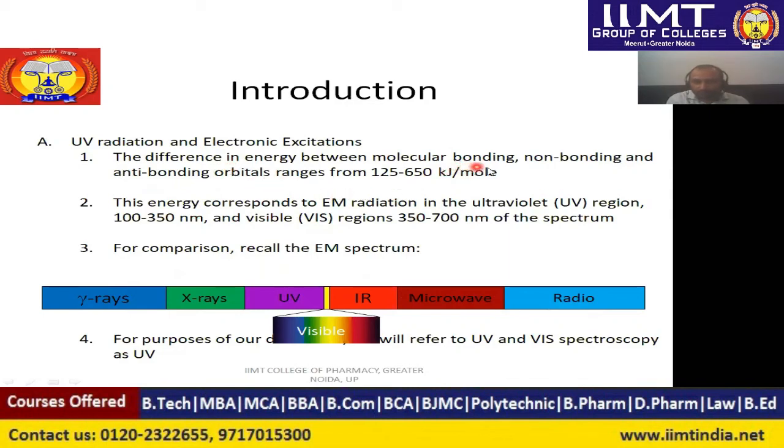There are molecular bonding, non-bonding, and anti-bonding orbitals denoted with sigma. Similarly, the energy corresponds. If the energy absorbed is in the region of 100 to 350 nanometers, then it corresponds to the UV region, while if energy is absorbed in the range of 350 to 700 nanometers, then it corresponds to the visible region. This is how the spectra are basically formed.